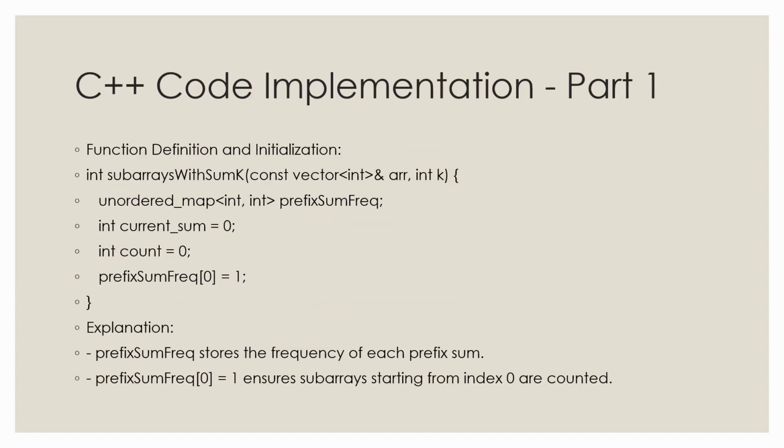Here's the first part of the C++ implementation. We define a function subarrays with sum k where we initialize our variables. A hashmap prefix sum freq to store the frequencies of prefix sums. Current sum to track the running sum and count to count the valid subarrays. We initialize the frequency of sum 0 to 1 in the map to handle subarrays that start at index 0.